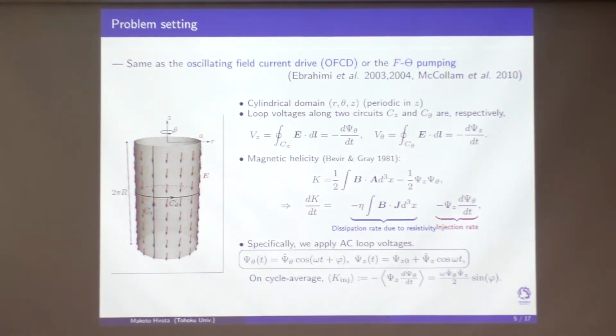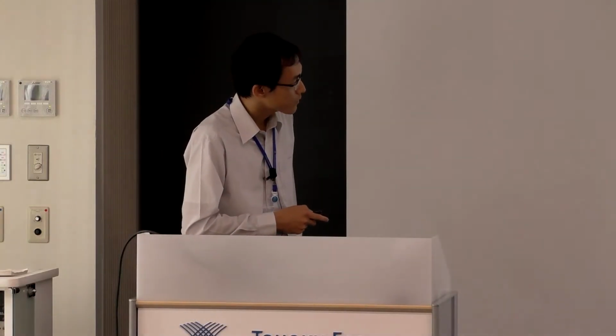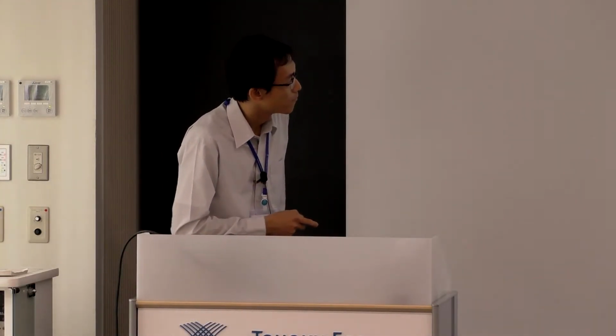And in this geometry, the magnetic helicity is defined like this, because this geometry is multiply connected. So we have another term here. And the time derivative of magnetic helicity is given like this. There are two terms. One is the dissipation due to the resistivity. The other is the injection rate. This injection term is related to the voltage applied on the boundary. So by choosing this voltage, we can inject magnetic helicity into the plasmas.